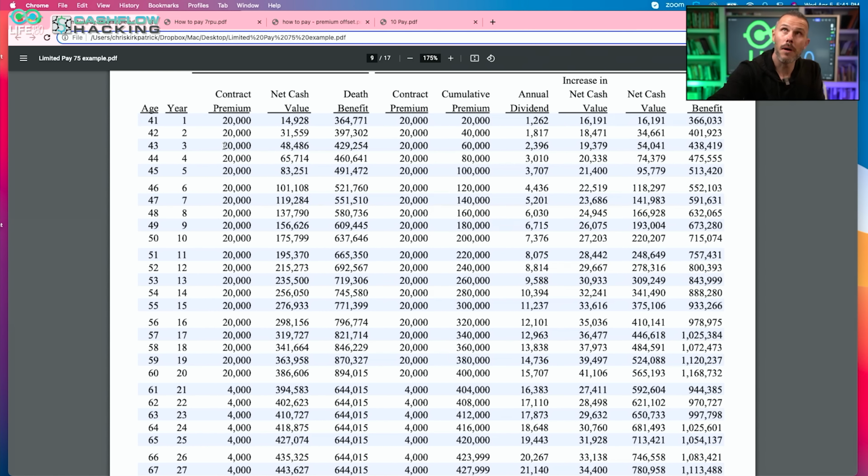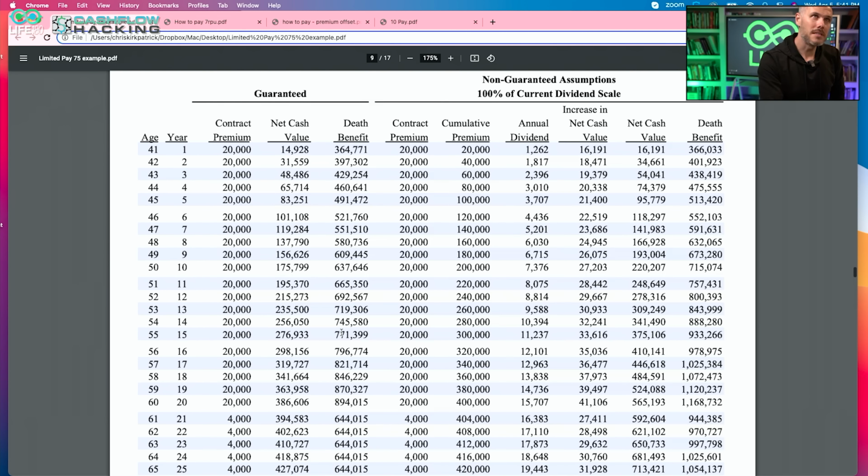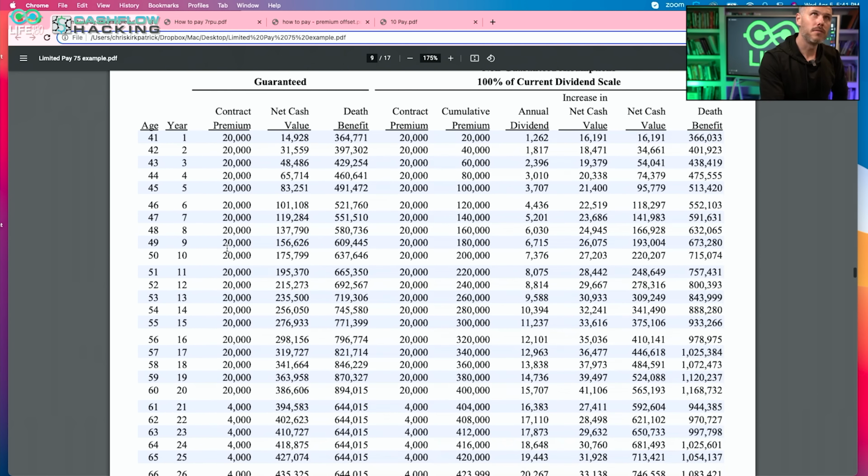I'm gonna just pop myself up in the corner here. We're gonna have some fun. I'm gonna look up at my display monitor up here and get into this. So, all right, you can see here, I've got different things. We got a limited pay through 75 example. So this is interesting. Full transparency, before I do this, let me say this.